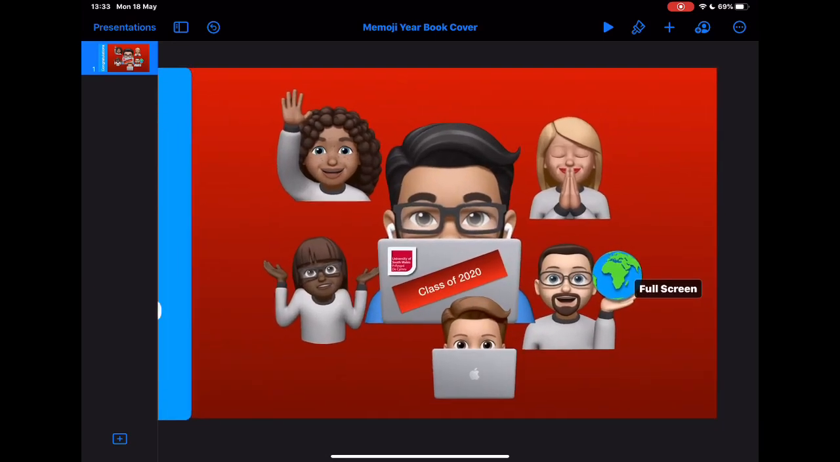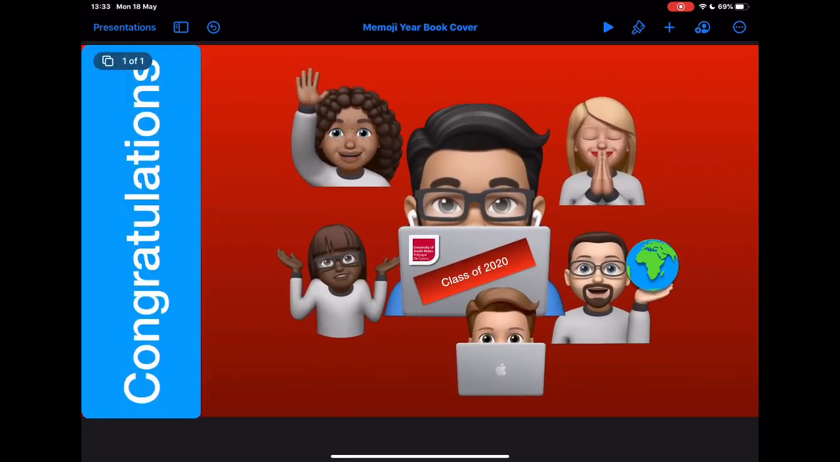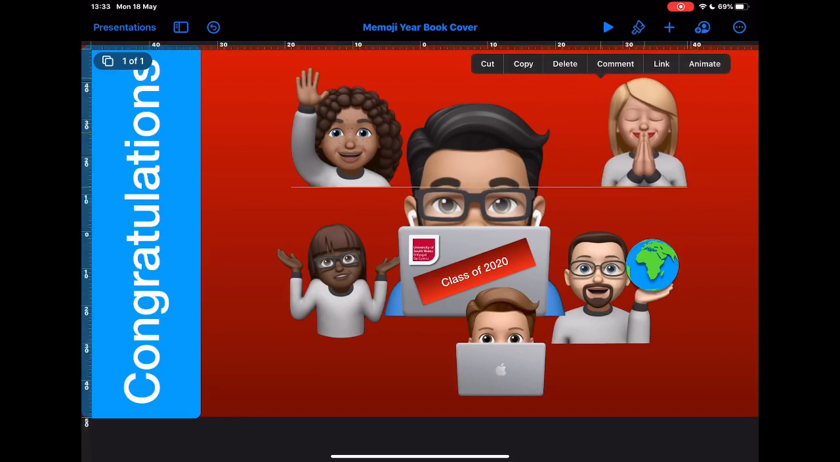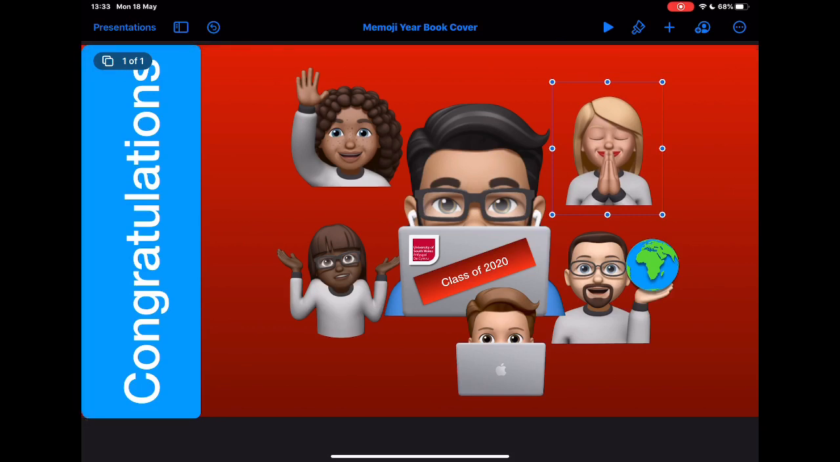So this is just using Keynote and using some of those Memoji themes. In this instance, I've just created what some of our students might look like. You can go to town on this, and in fact I'd probably suggest that the more personal you can make it about your students, the better. I've just taken some Memojis that I've created to show this as a proof of concept, really.